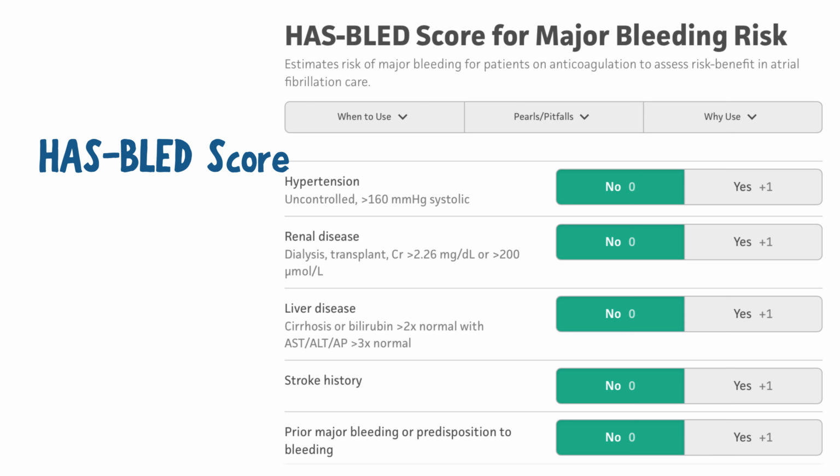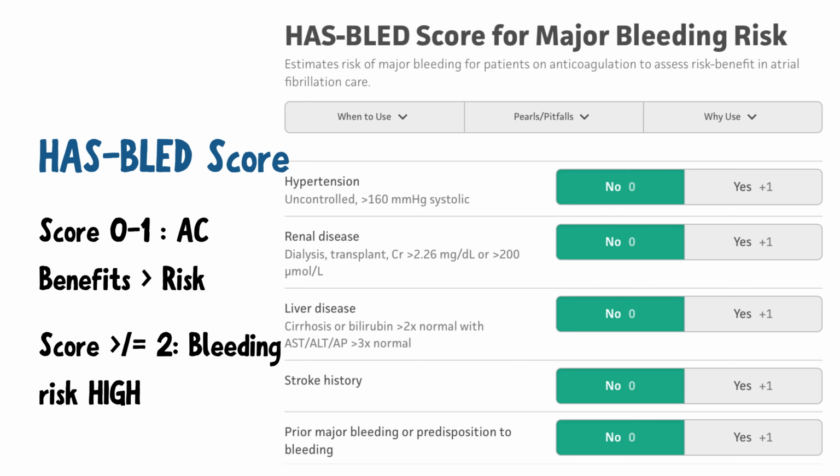HAS-BLED score helps to assess the bleeding risk in patients with atrial fibrillation who are receiving anticoagulation therapy. It evaluates hypertension, renal and liver function, bleeding history, age, and medications or alcohol. Usually, if the total score is 0 to 1, the benefits of anticoagulation outweigh the risks and can therefore be used with routine monitoring. If the score is 2 or more, the bleeding risk is high, so the risks and benefits must be carefully weighed.